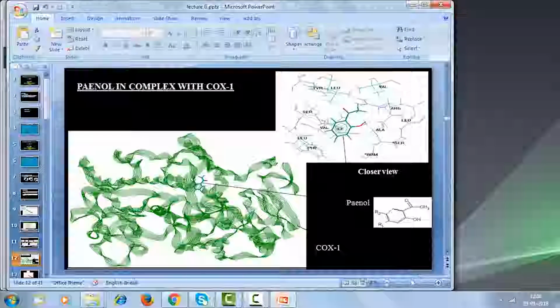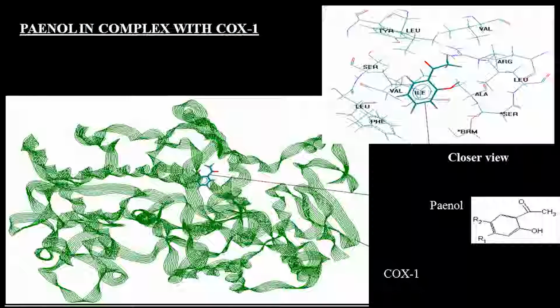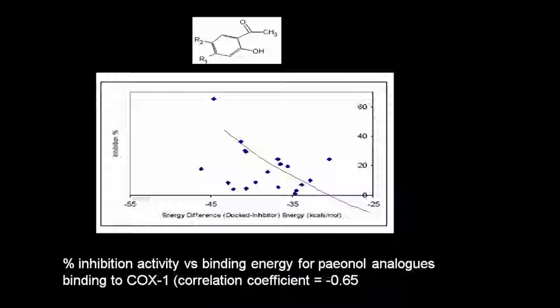A large number of molecules docking to that, so we can get a relationship between the binding energy or interaction energy, as we call it, or energy difference between docked and undocked. And then this is your percentage inhibition of platelet aggregation. Again, we see a nice negative correlation. As the binding or interaction increases, the activity or percentage inhibition also increases.